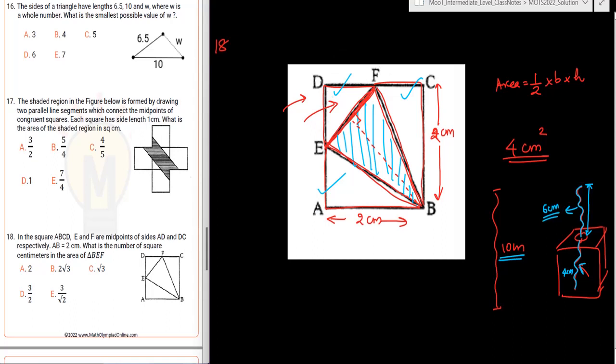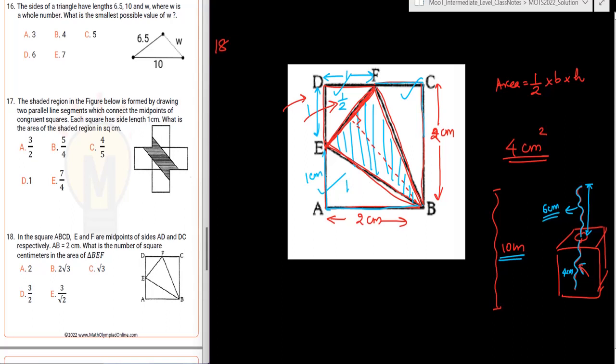So let's see these triangles. How do you find out half into base into height? That is easy. This one is 1 centimeter. This is also 1 centimeter. So half into base into height is going to give you half a centimeter square. What about this ABE triangle? This is 1 centimeter. The base is 2 centimeters. So half into base into height is going to give you 1 centimeter square.